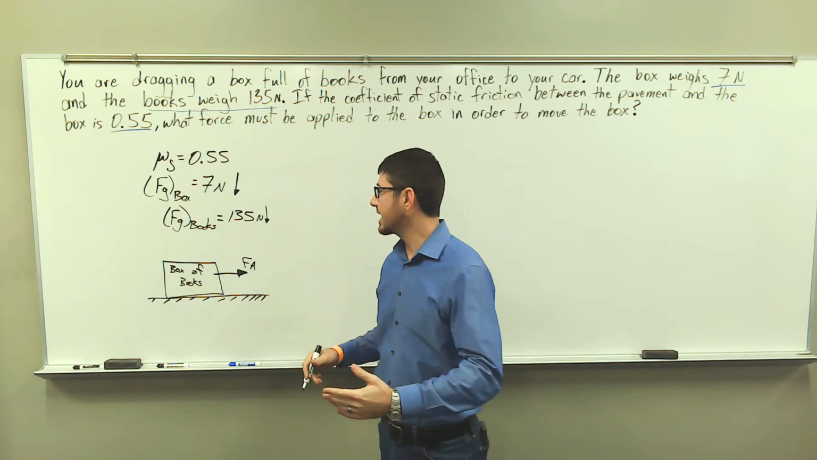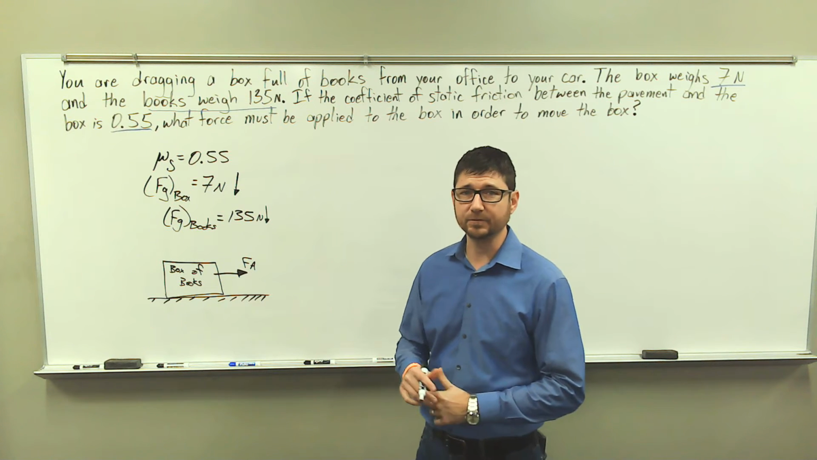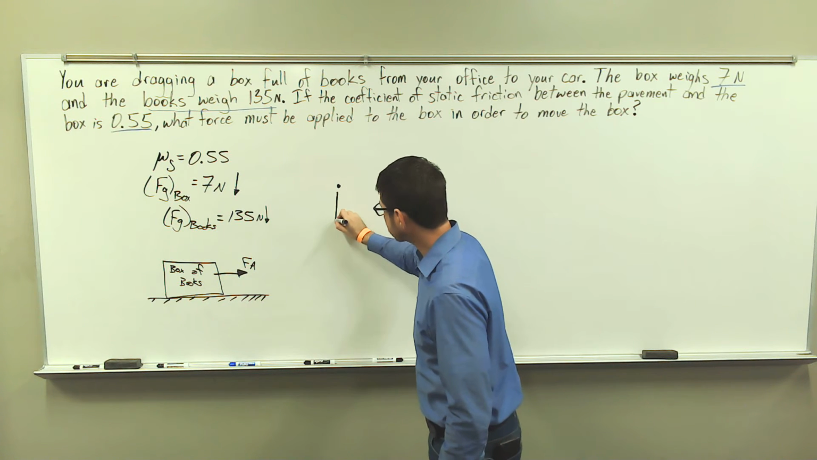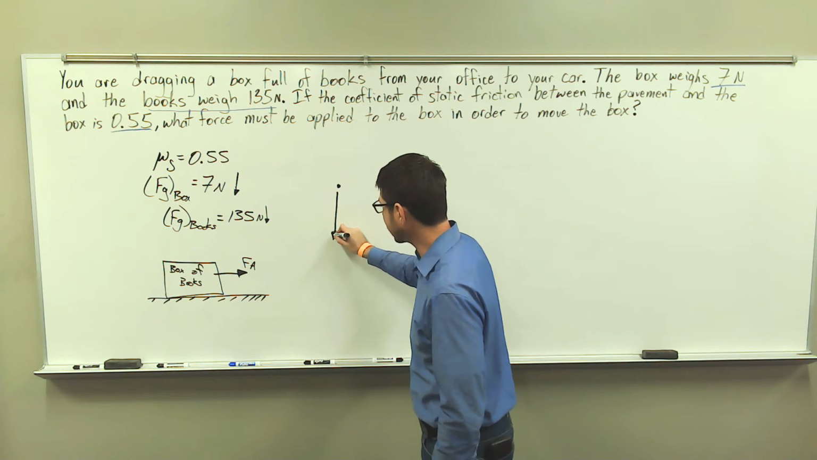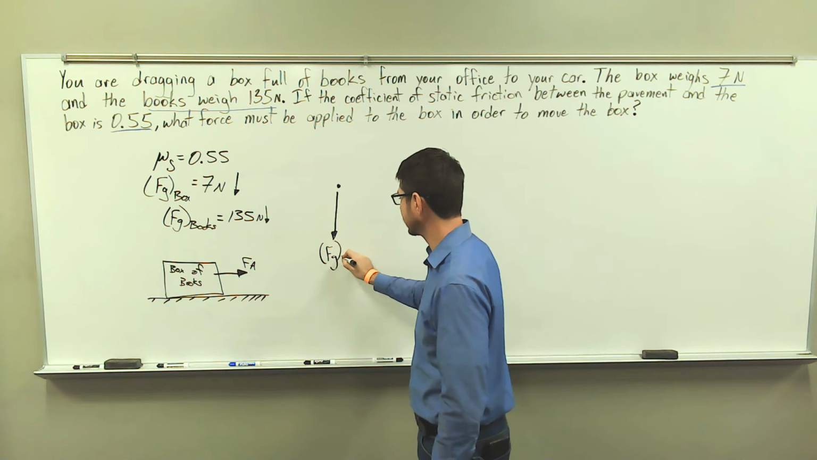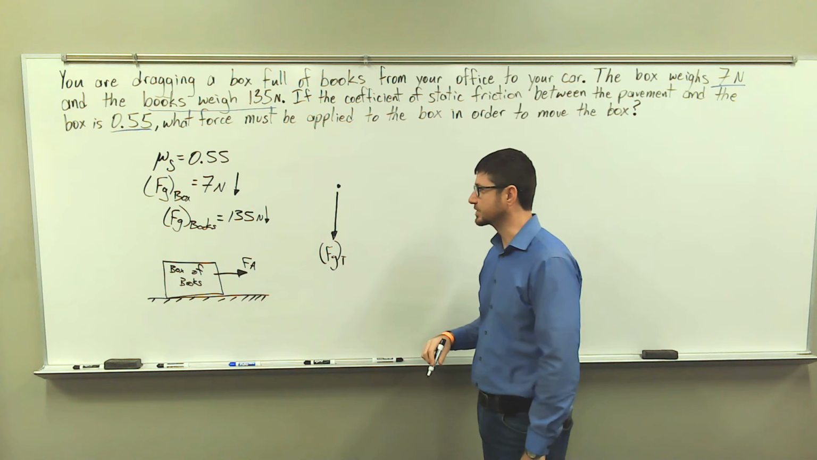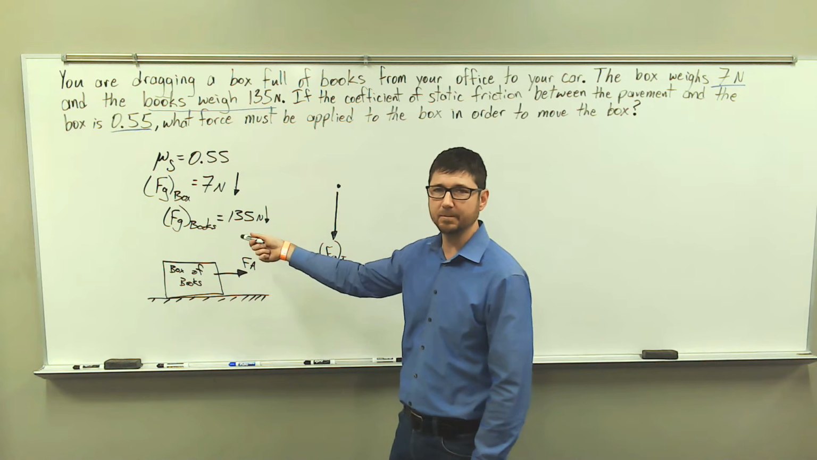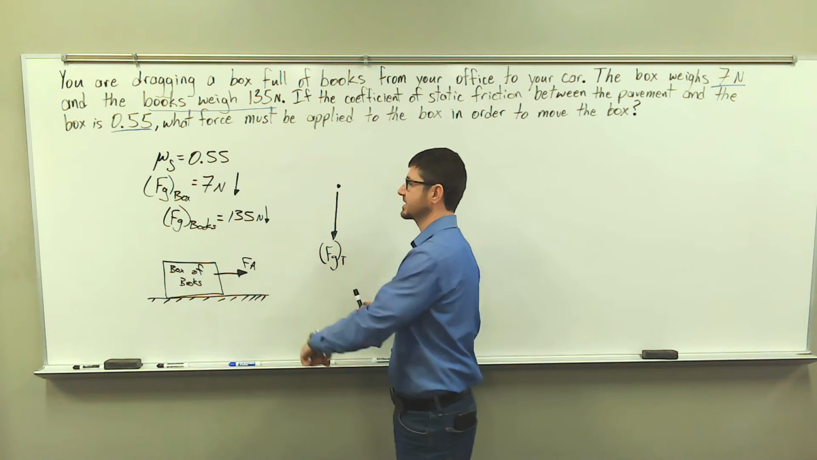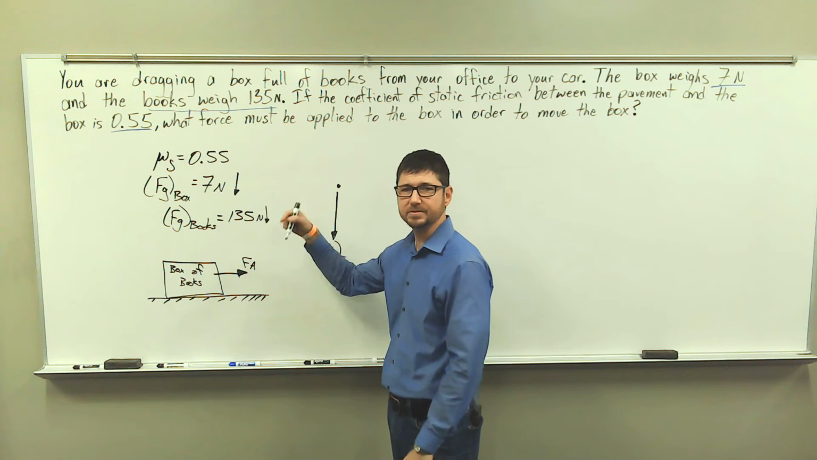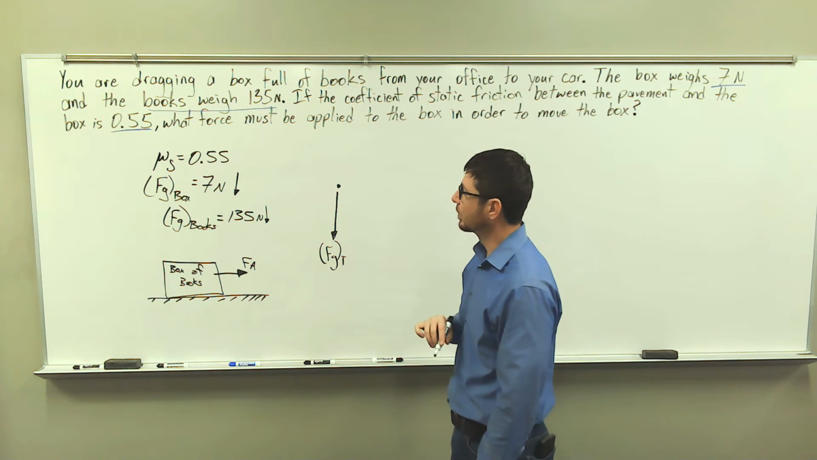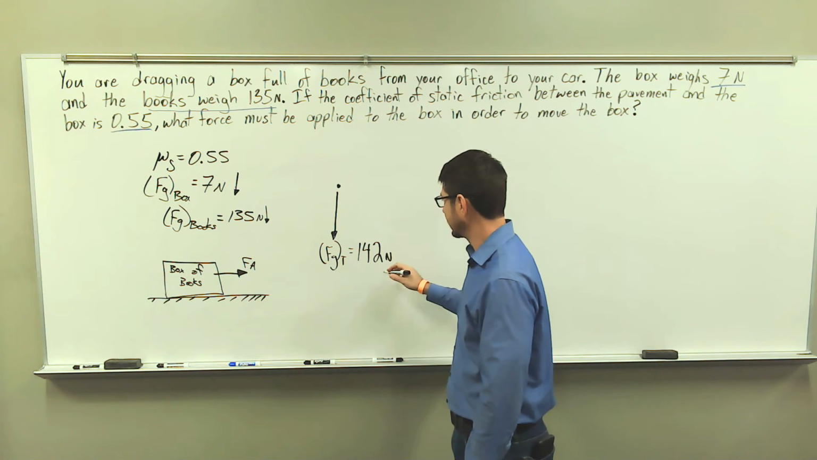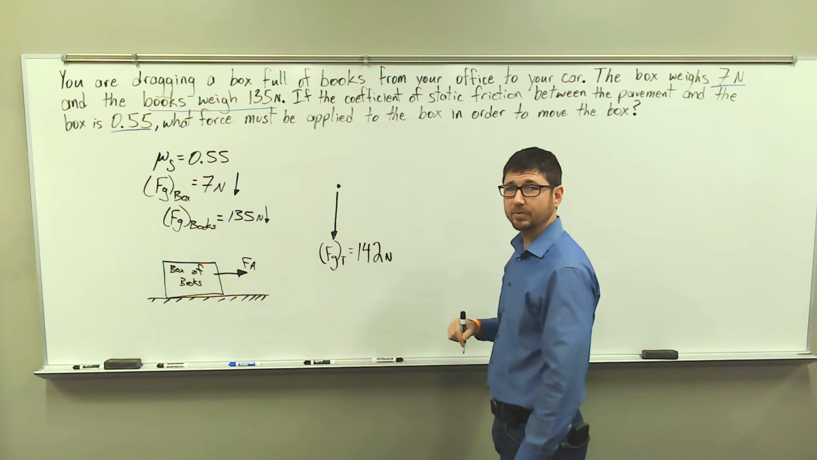So when we have a free body diagram, let's go ahead and start out with the weight force. So here's my system, the box. And we have a total weight force. So I'm going to say F sub G sub T for total. The total weight force is going to be the sum of the weight force for the books and the box. So 135 newtons in the negative y direction plus 7 newtons in the negative y direction. We have 142 newtons. And our vector arrow is pointing in the negative y direction.